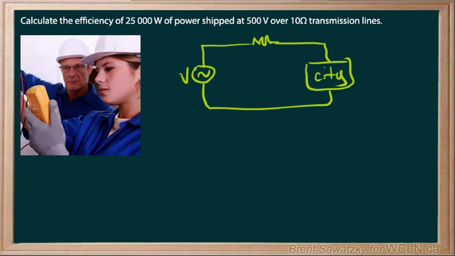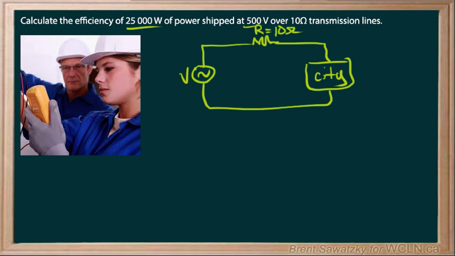And our transmission lines, we're told, have a resistance of 10 ohms. Our voltage source is 25,000 watts and 500 volts. Okay, so we have everything to get going here.